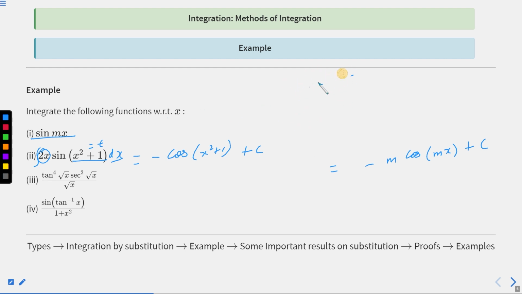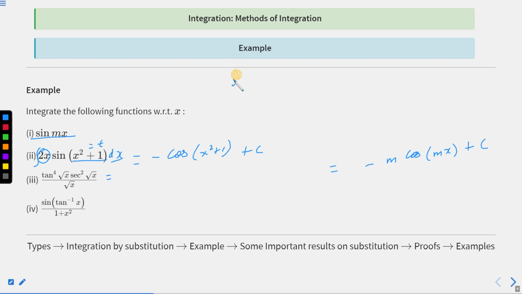Simple. Now for this, what substitution can you make? Think what substitution you can make. As root x means x power half, an obvious thing, then what substitution can you make? Think about that. If you put root x equal to t, then what will happen? Root x, if you put it equal to t, then what will this be?